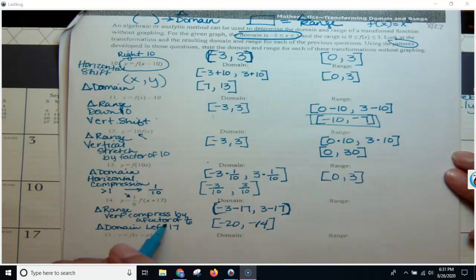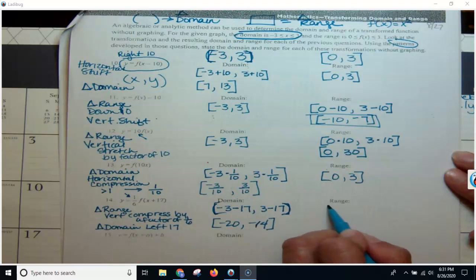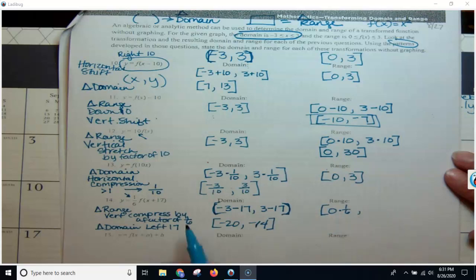And then for our range, we know that when we have a number on the outside, whether it's a compression or a stretch, we're going to multiply our range by that factor. So we're going to multiply it by 1/6. Now, keep in mind, if it was horizontal, we would use the reciprocal, or we would divide by it, but since it's a vertical, we're just going to multiply. So 0 times 1/6 is 0. 3 times 1/6 is going to give us 1/2. So both our domain and our range have changed.